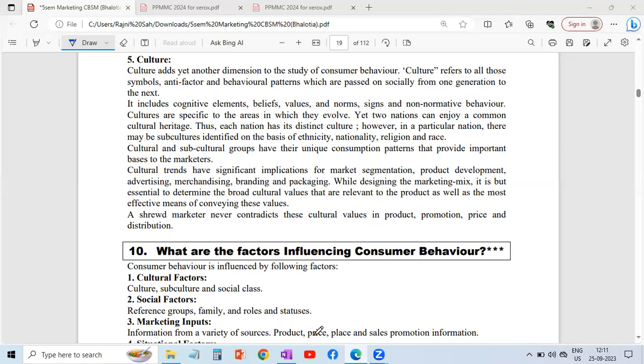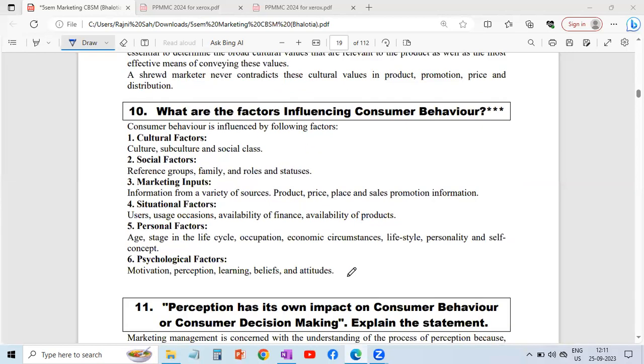Okay. Now, what are the factors influencing consumer behavior? The three factors we read about previously, now we have additional ones: cultural factors, social factors, marketing inputs, situational factors, personal factors, psychological factors. Cultural factors are basically about the culture, social class, or the problems that you're facing among your class. Reference group is family, role, status that we're talking about. Marketing is the 4 Ps, basically product, price, place, promotion. Situational factors are like usage, occasions, availability of finance, availability of products.